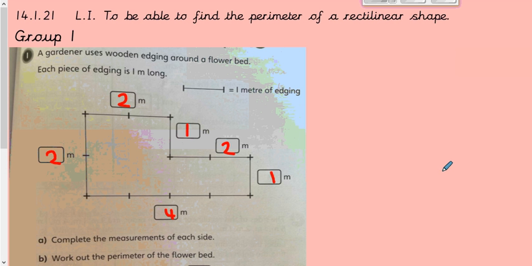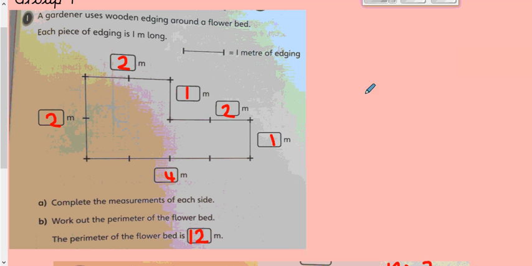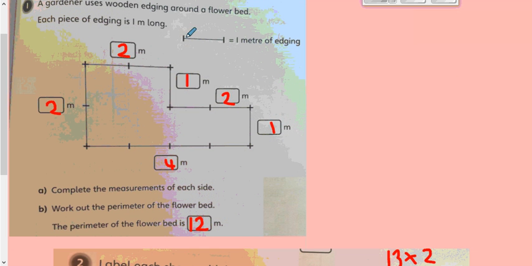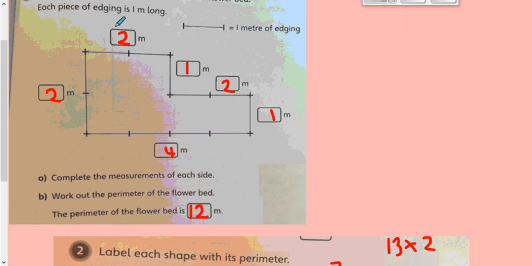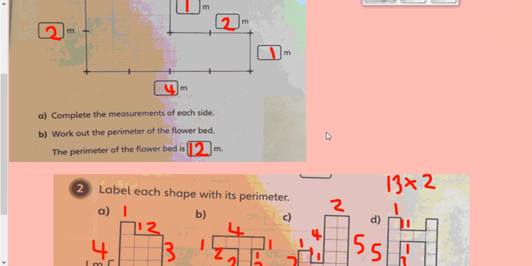So group 1 then. A gardener uses wooden edges around a flower bed. Each piece of edging is 1 meter long. So all the lines in between these two are 1 meter. Okay, so you just had to label all the sides to work out the measurements. So you should have these up here. And then to work out the perimeter, you just had to add them up. So that should be 12 meters. Hopefully you got that one correct.